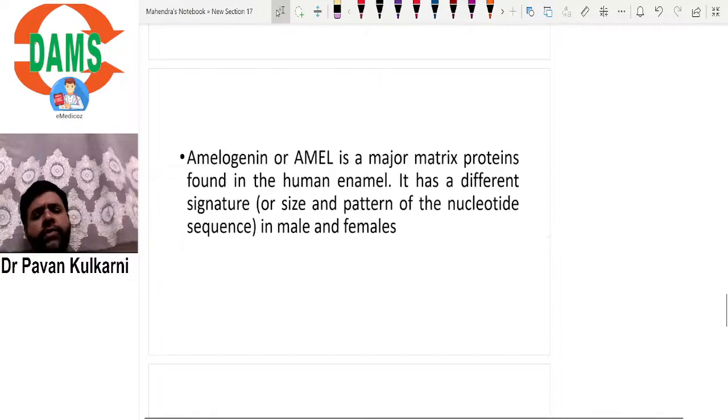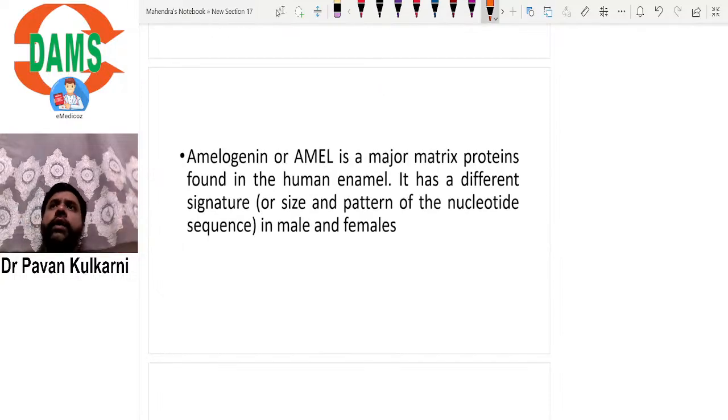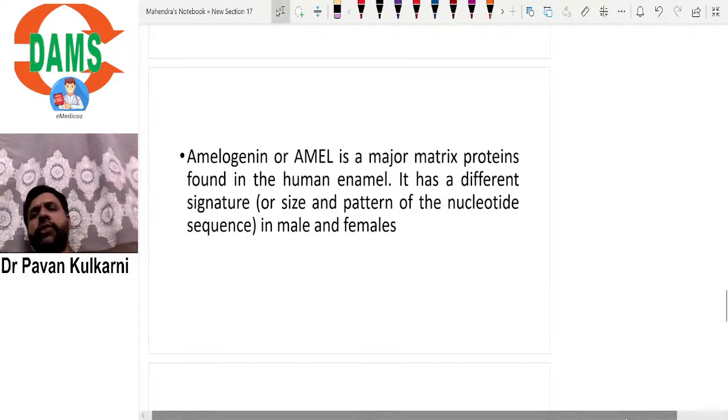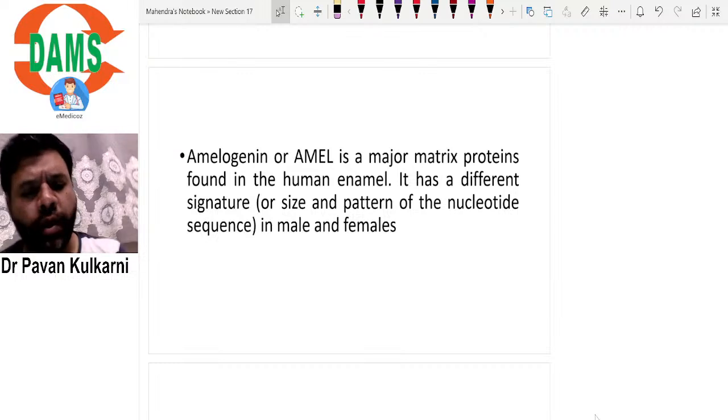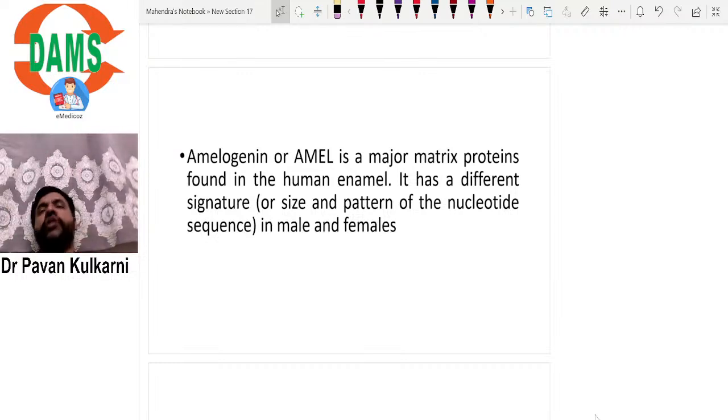We also have certain genetic level markers, certain genes which are used. One of the most important genes is Amelogenin, or the Amel gene. All of us know that human enamel has a lot of proteins, enamel proteins, amelogenins, non-amelogenins, right? In that, one of the important proteins is the Amel gene. This Amel gene has a different signature.